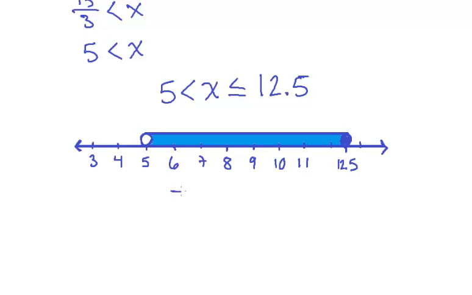Because the 5 is open, I'm going to put the symbol of open. Because the 12.5 is closed, I'm going to put the symbol of closed in here. So I'm going to put 5, comma, 12.5, and this is going to be closed. That will be the interval answer.